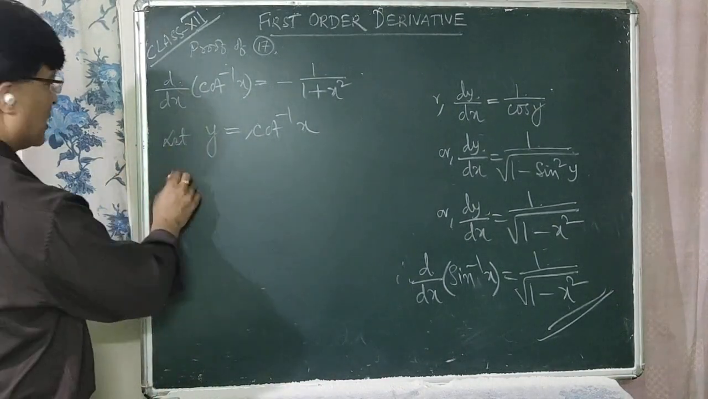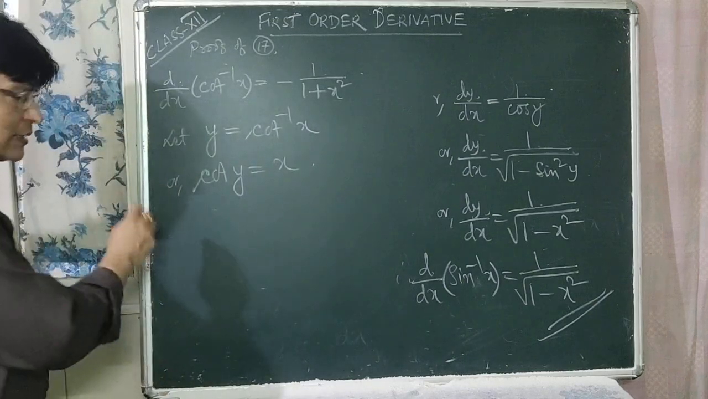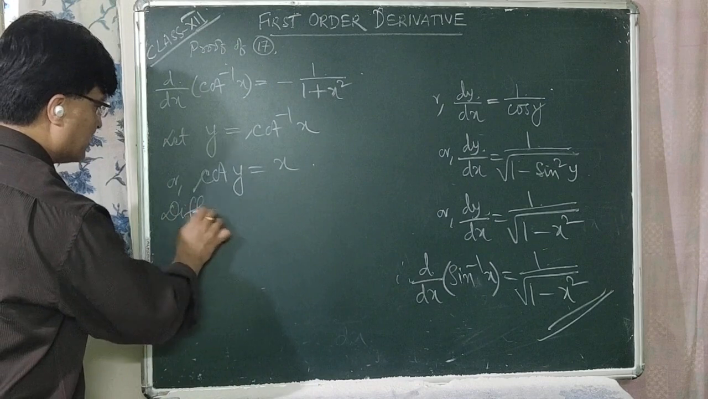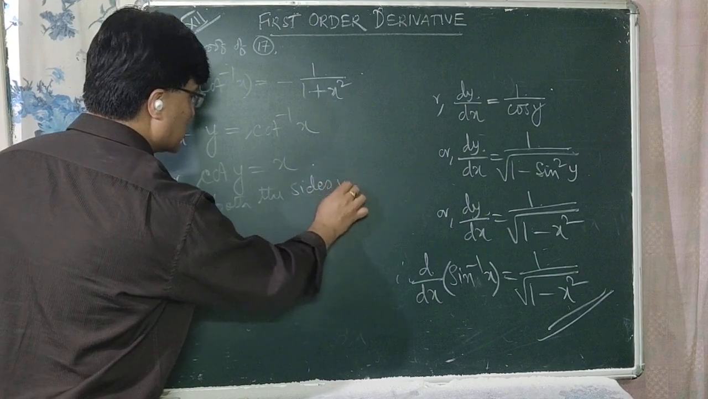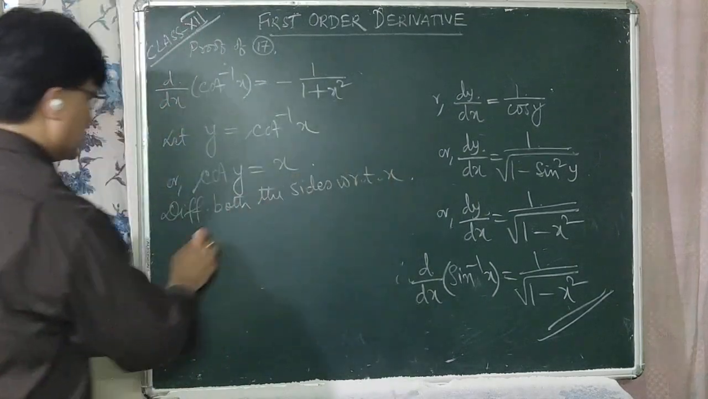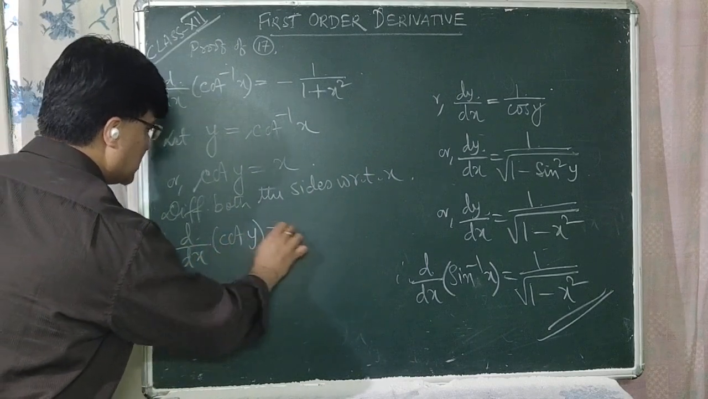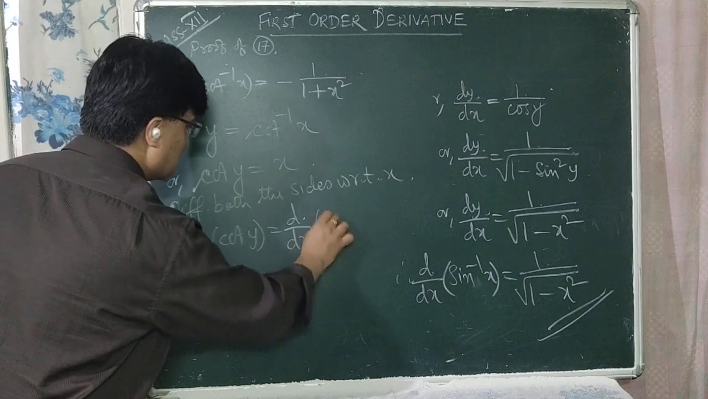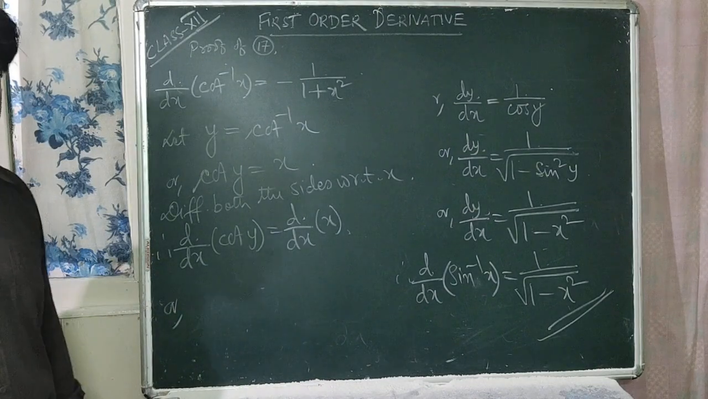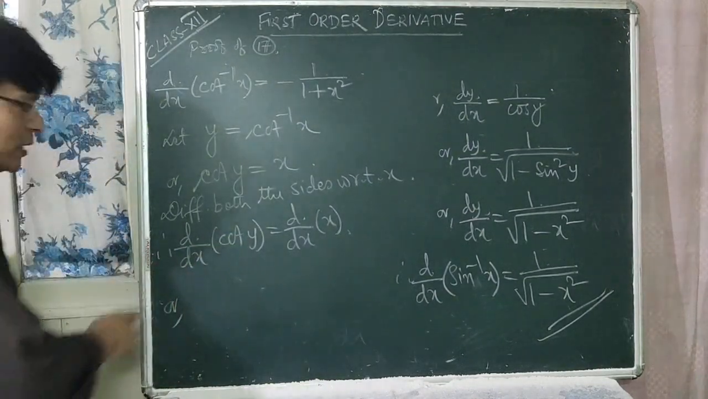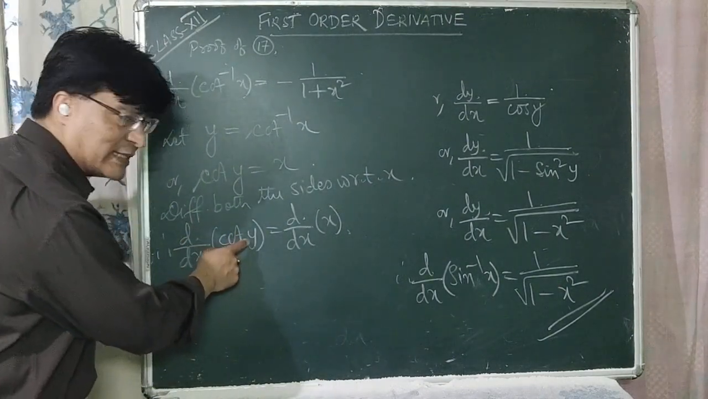Now cot inverse taken to the left hand side, what does it become? It is cot y is equal to x. Let us differentiate with respect to x, differentiating both the sides with respect to x. So therefore it is dy by dx of cot y is equal to dy by dx of x, right? So now you tell me, what is dy by dx of cot y with respect to x? We are differentiating cot y with respect to x. So you should take this y as x. So it is cot x.